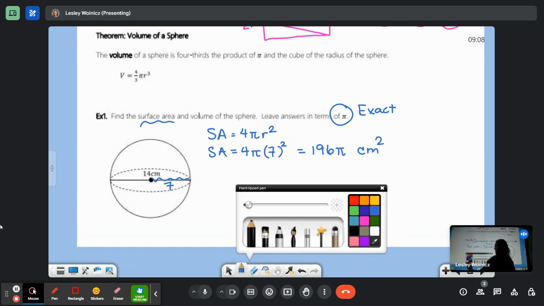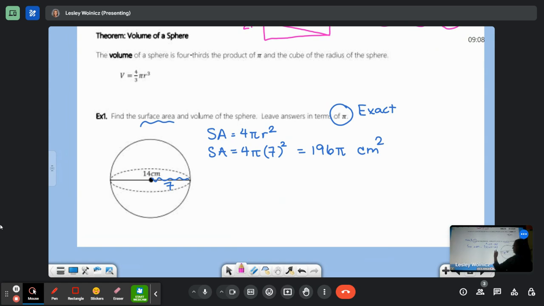Okay, volume. 4/3 pi r cubed. Okay, again, all we have to do is plug in the r. Thank you, spheres. What is 7 cubed? 343. Okay, times 4 divided by 3.